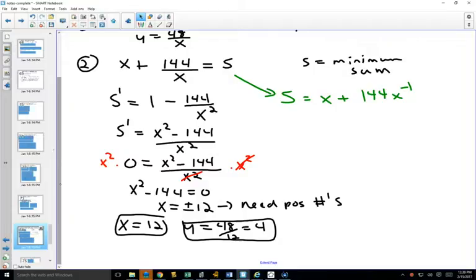And it doesn't matter if you had written it the other way, then you would have got x to be 4 and solved for y to be 12. And that would work out fine as well.